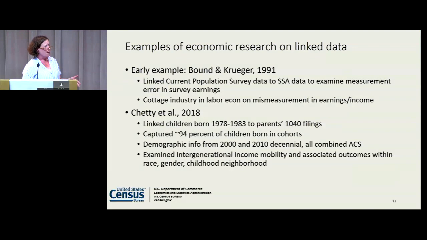So it uses demographic information from both decennial censuses and the entire combined American Community Survey. And this allowed for really an unprecedented project looking at intergenerational income mobility over a very long time period, which was not really able to be done before, and small race and ethnic groups. And so, I mean, that's pretty cool. It would be very cool if anybody could do that.